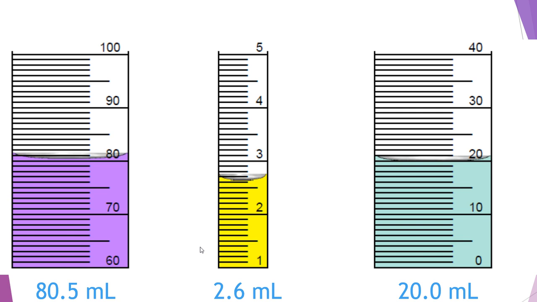On the second one, I have 2.6. Again, on these ones, we don't have whole number divisions. We already have our decimals. So this was 0.1, 0.2, 0.3, 0.4, 0.5, 0.6. The bottom of my meniscus, again, we're looking at the bottom. The bottom of my meniscus is at 0.6, so that would be 2.6.